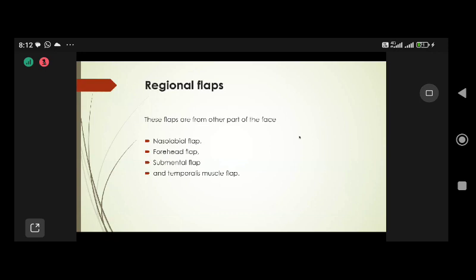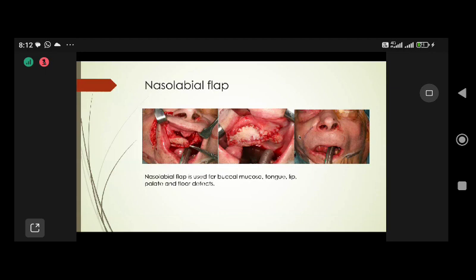Regional flaps. These flaps are from other part of the face like nasolabial, forehead flap, submental flap, and temporalis muscle flap. Nasolabial flap is used for buccal mucosa, tongue, lip, and palate. Here it is harvested from nasolabial fold, transferred inside the oral cavity. Inset is done, and this is the closed donor site.